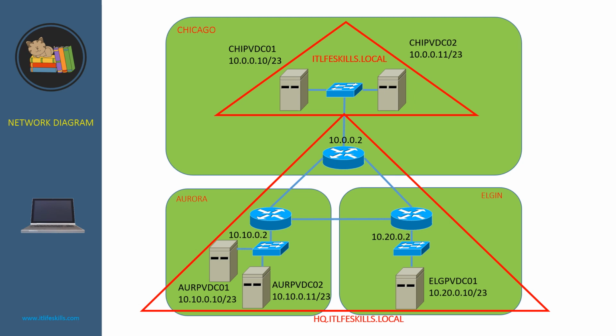Here is the network diagram and the AD forest structure for IT life skills. In the previous lesson, we have already installed the first domain controller, and by now you might have installed the second domain controller for the itlifeskills.local domain. In this lesson, we will install this domain controller. It is the first domain controller of the domain hq.itlifeskills.local.